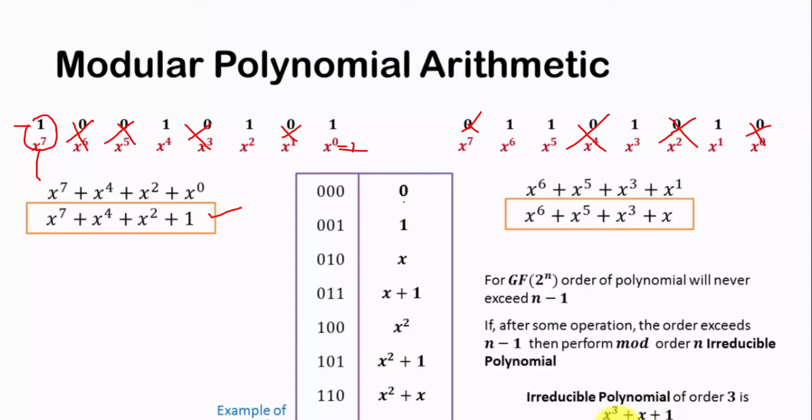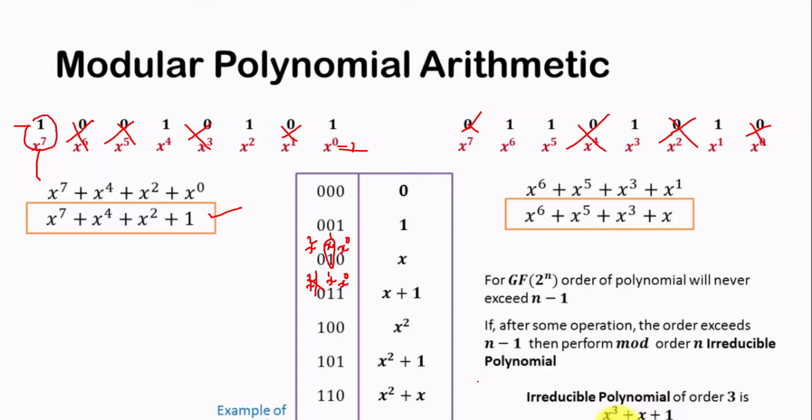0, 0, 0, we can write it as 0 in polynomial form. 0, 0, 1 is 1 itself. 0, 1, 0 is, in this case, x to the power 0, x to the power 1, x square. So this is equivalent to 1 into x to the power 1, that is x itself. Then here x to the power 0, x to the power 1, x square. So discard this 0 multiplication. Then x to the power 1 into x to the power 1 plus x to the power 0, that is x plus 1. So we can write the polynomial equivalent of any binary pattern.